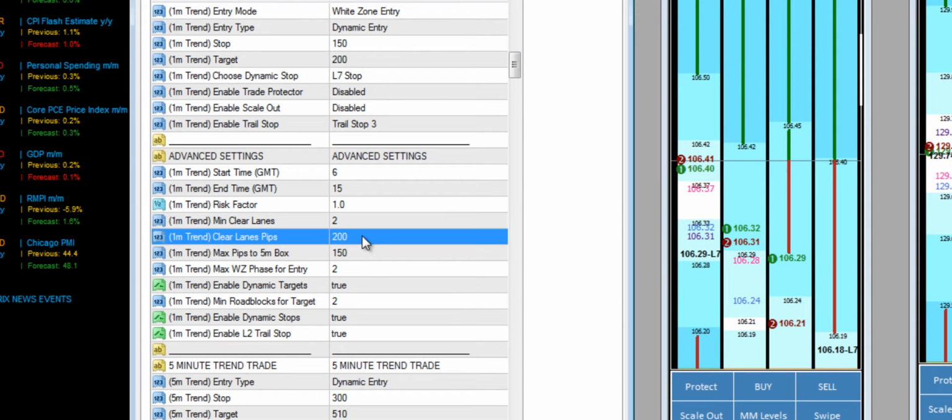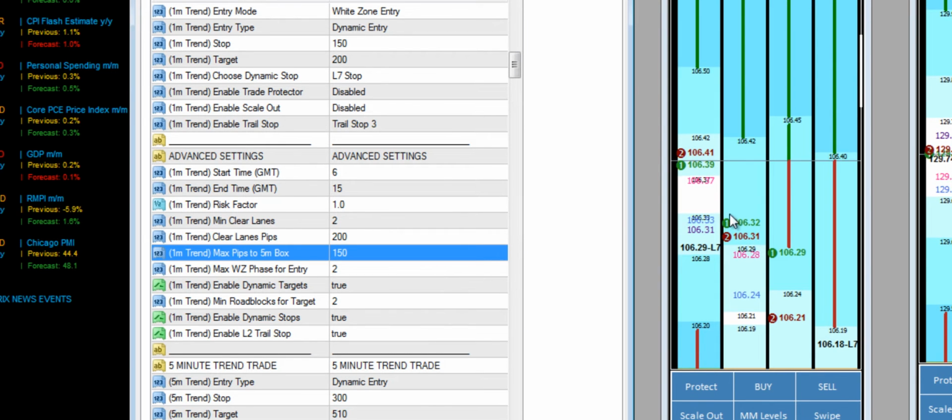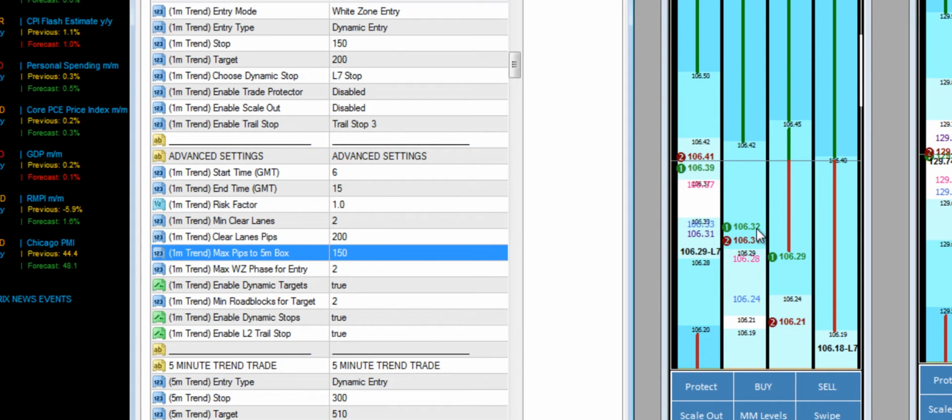Okay, and then also max pips to 5 minute box. That means the distance from the 1 to the 5. If you've got more than 15 pips, I put it 15. Look, there's nothing wrong with that. It means it's a strong trend. But if you've got it too stretched out, that's your protection. Your 5 minute box is kind of your next level of protection. So just know the minimum stop you can probably have is down to the 5 minute box.